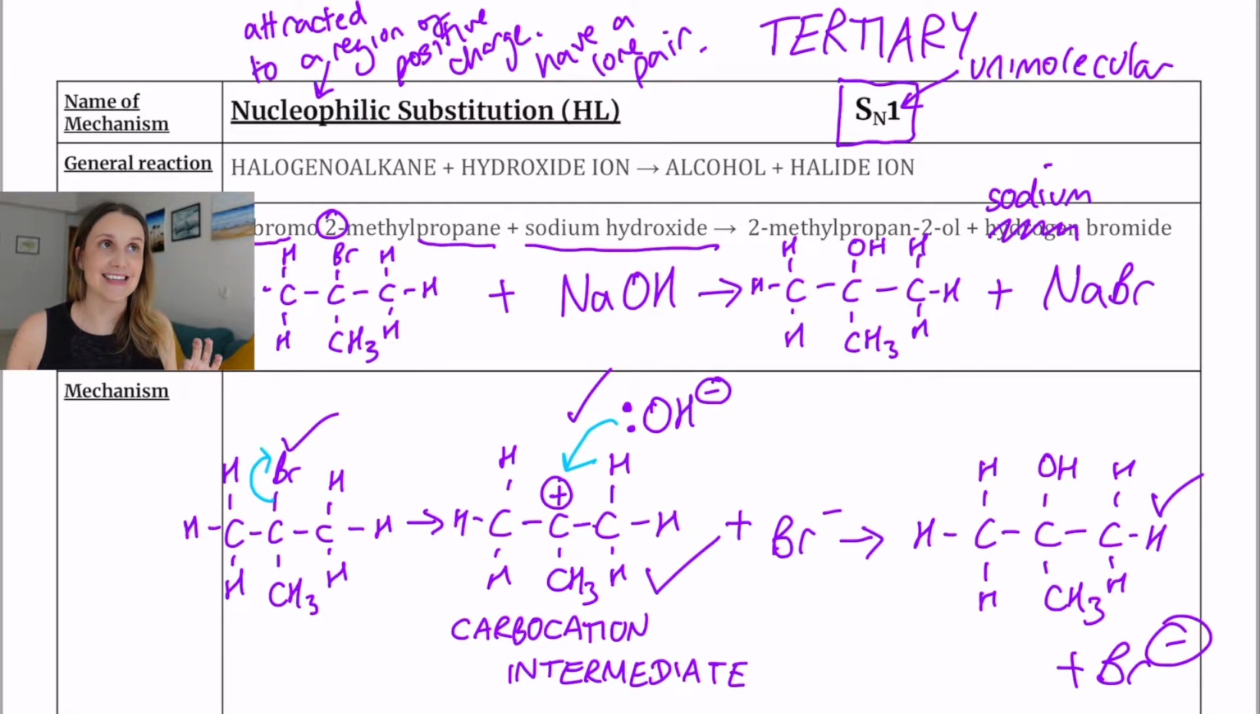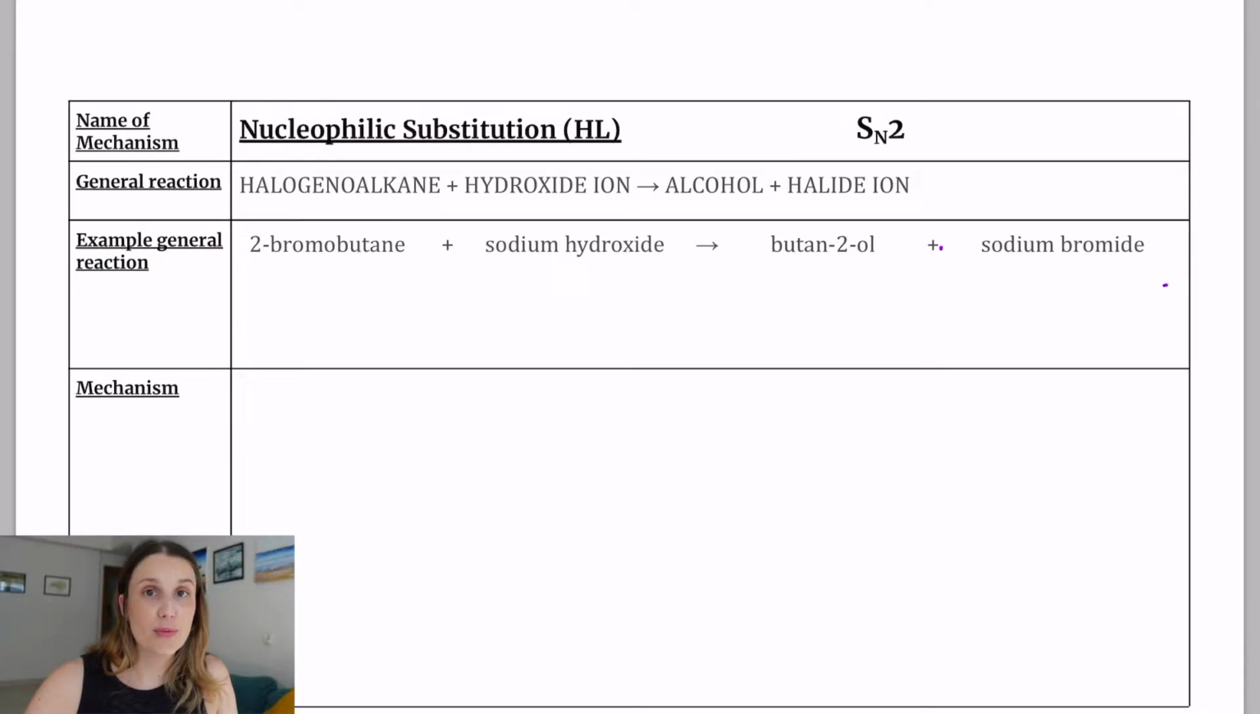So don't forget that bromide ion at the end. It is the easiest thing to miss for this question. Let's have a look at SN2 and how that is different. There is another way that the reaction could go between a halogenoalkane and a hydroxide ion. We call this mechanism SN2.